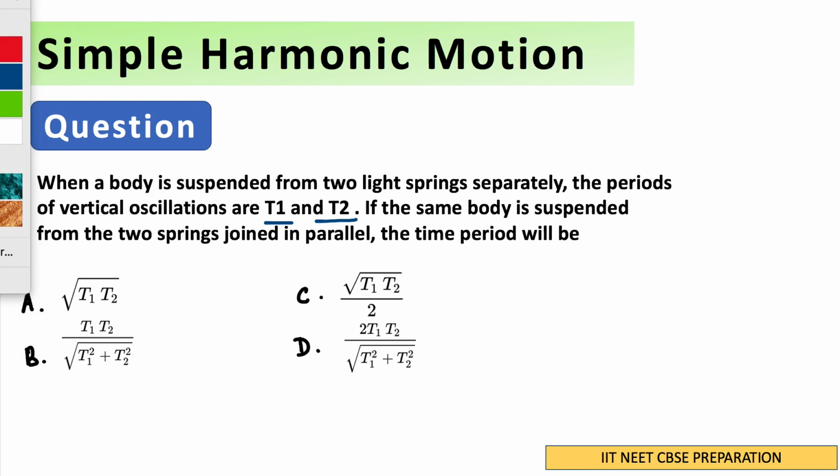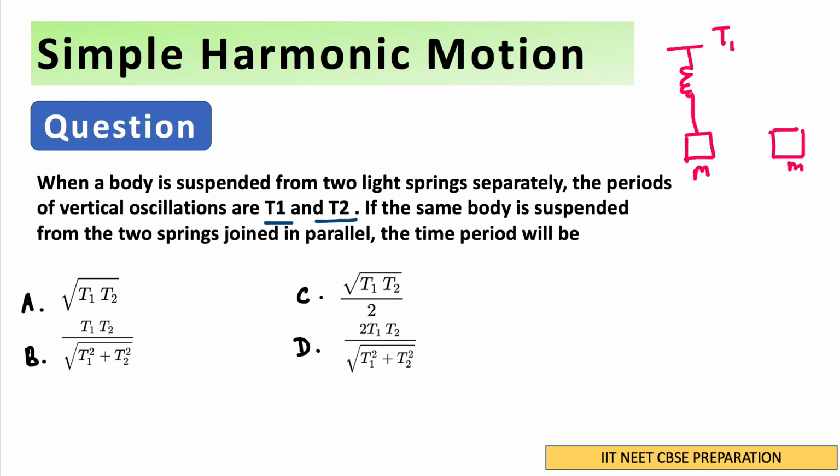What they are saying in the question is that we have a body, say of mass m. We are using one spring of some spring constant k1, and when we are hanging this mass m, the time period is T1. And now the same body of mass m, if we are using some other spring which has a spring constant, say, k2, then the time period will be T2. Say this is k1, this is k2. So time period is T1 in this case and T2 in this case.